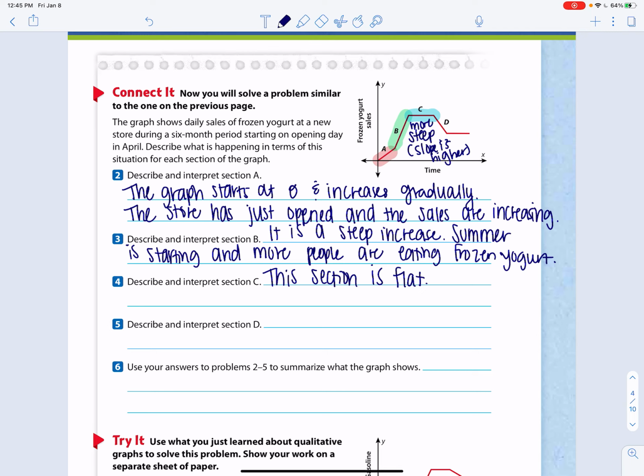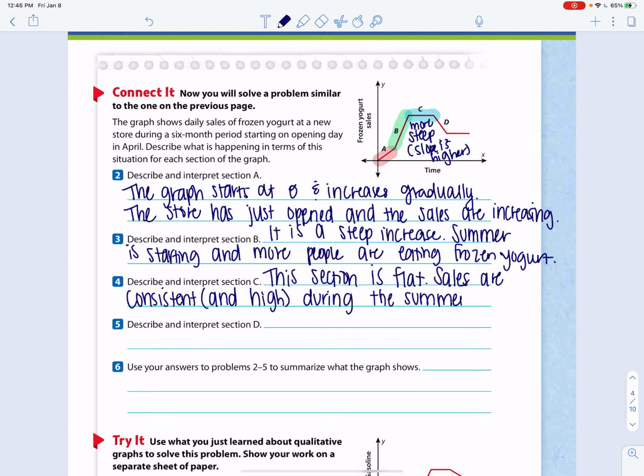And this means that sales are consistent during the summer, and they're high as well. They're high. The sales are still the highest they've been. All right. The sales are consistent and high during the summer, which makes sense because in the summer it's hot. All right, and people are going to want something cold to cool them down.